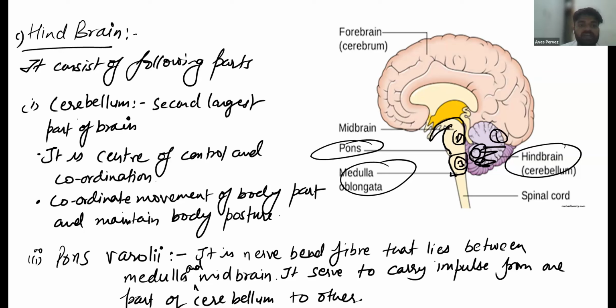Now talking about the cerebellum. This portion is called the cerebellum. It is present in the posterior-most region. Posterior means the back side. The front side is called anterior-most, and this one is called posterior. It is the second largest part of the brain. Okay, and what does the cerebellum do?